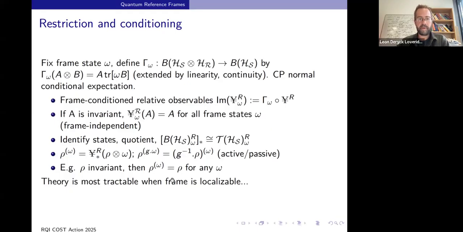I'll jump ahead a little bit. One can look for relative states of a particular form. So here we're thinking about the state rho relative to the state omega. So rho is a system state, omega is a frame state. And we get some sort of active-passive equivalence, if you like. So the state relative to omega moved a bit by G is the same as moving omega by G inverse relative to the original omega. So there's somehow a consistency between active and passive transformations. Of course, in a certain sense here, everything is active. It's just whether we're actively moving the system or actively moving the frame.